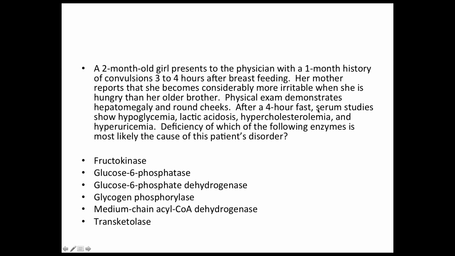Excellent. And then Natalie, why do we have hypercholesterolemia and hyperuricemia? It's how we said earlier, the increase in glucose 6-phosphate leads to increased glycolysis, and then the increase in acetyl-CoA makes more and more cholesterol. And then the increase in glucose 6-phosphate is shunted into the HMP shunt, giving ribose 5-phosphate, which goes into purine synthesis, making more uric acid.